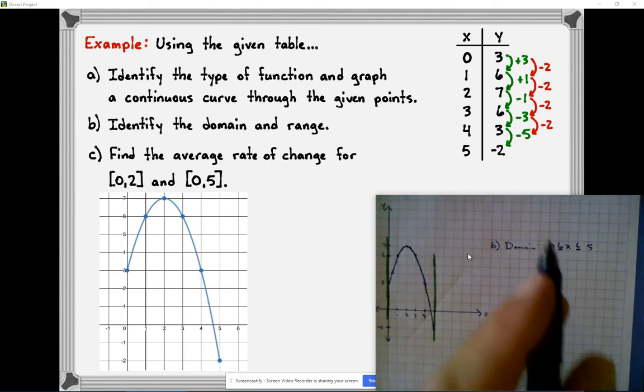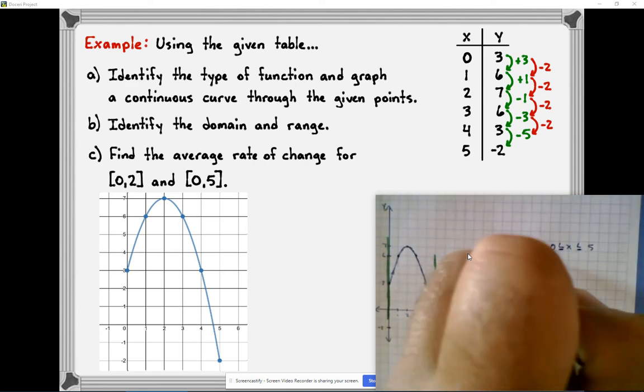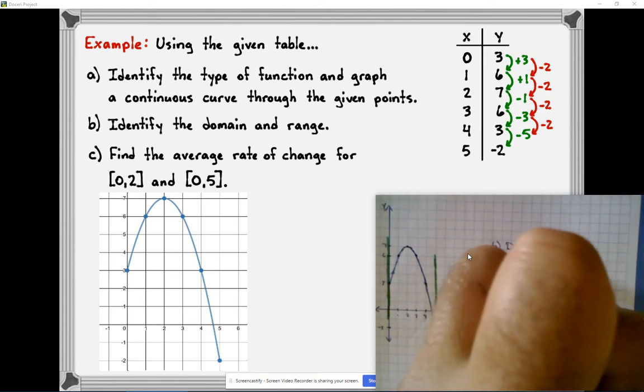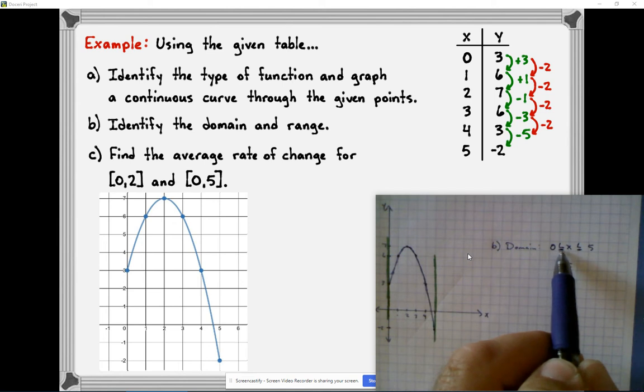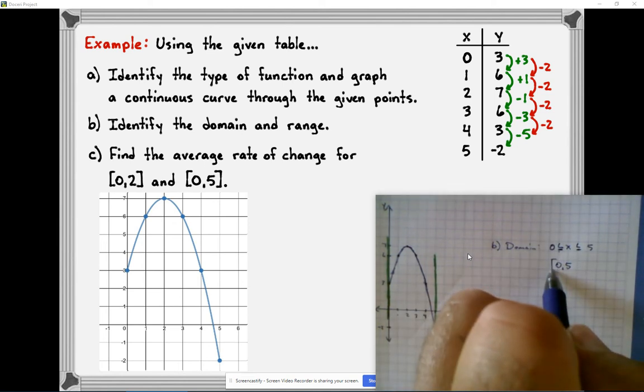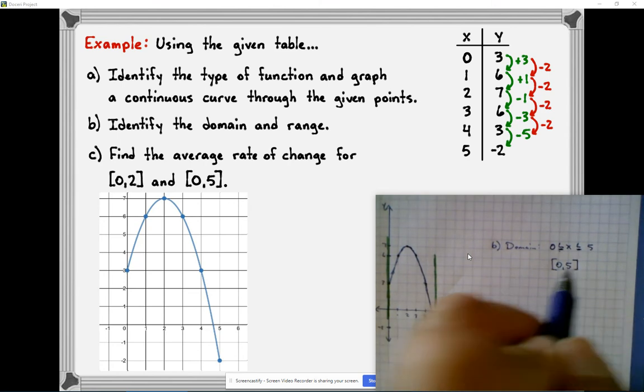So this is inequality notation. The other way to write this is interval notation, and the way we'd write that is [0, 5]. Because we are including 0 with that equal sign, we're going to put a bracket around the 0. And because we're including the 5, we're going to put a bracket around the 5.